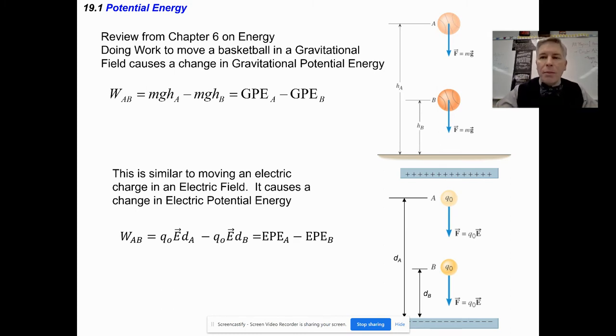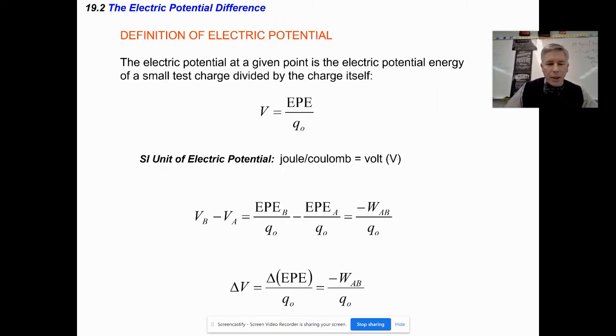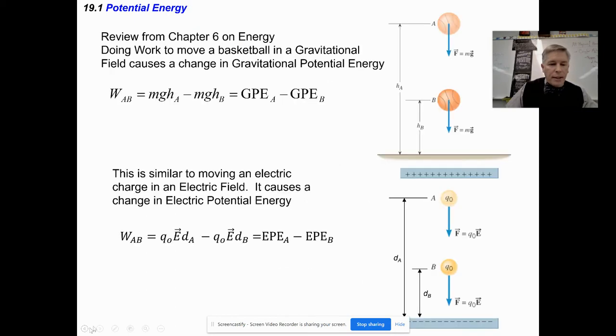If I have a basketball sitting up here in the air, we know that this basketball has a certain amount of gravitational potential energy at a certain point. And then if I let the basketball fall, its gravitational potential energy is going to decrease, so it's going to go to a lower value here. Basically, work is going to be done by the gravitational field to move it from high potential energy to low potential energy.